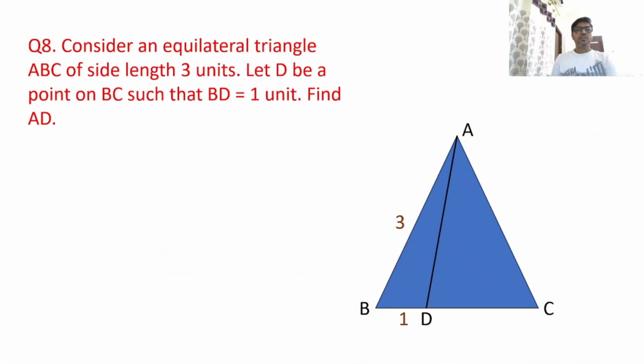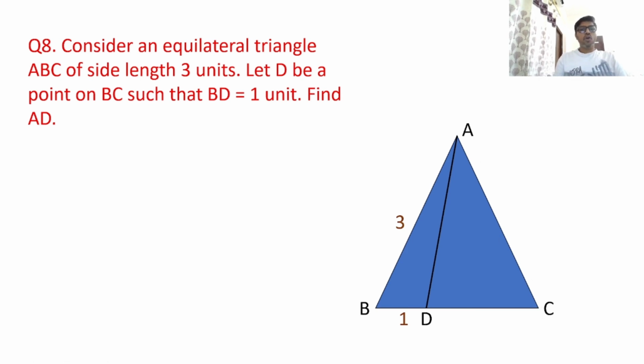Alright students, welcome back to question number 8 from triangles. Have a look at this. Consider an equilateral triangle ABC of side length 3 units. So this is an equilateral triangle ABC where each side has 3 units. AB equal to 3, BC and CA are each 3.